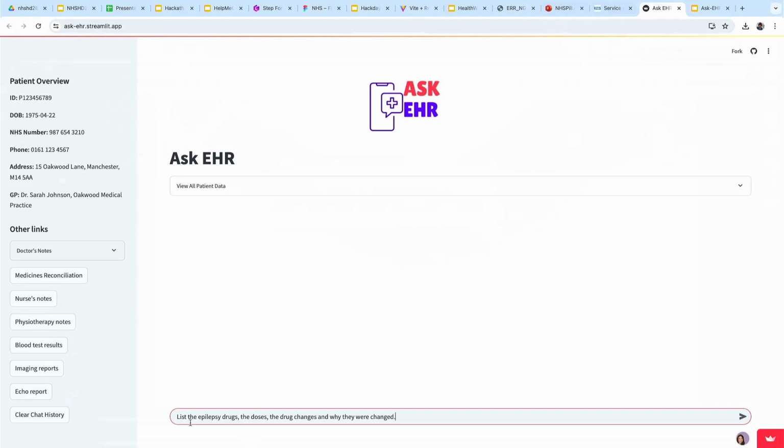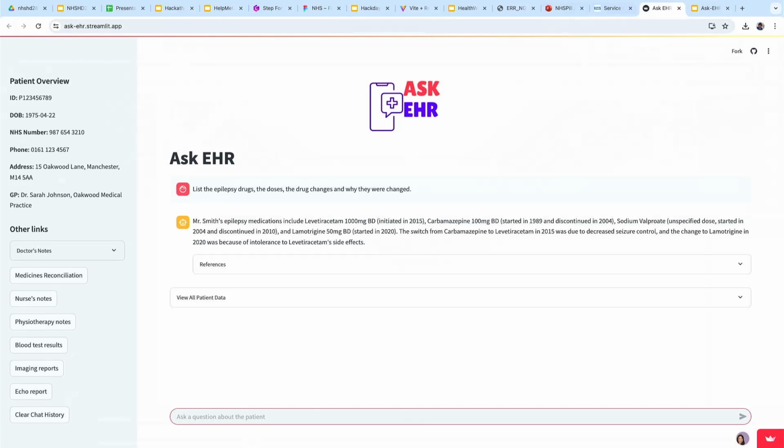So I'm just going to write: list the epilepsy drugs, the doses, the drug changes, and why they were changed. Let's see what it comes up with. So we know that he was on 4 drugs. We know why, we know the doses, we know that the carbamazepine was changed to levetiracetam because of poor seizure control. We know that there was a change to lamotrigine because of intolerance to levetiracetam side effects.